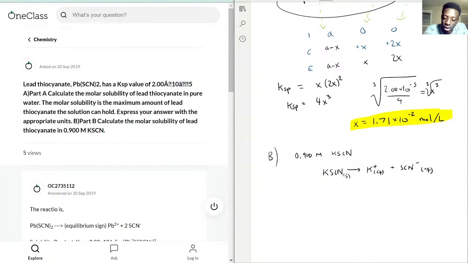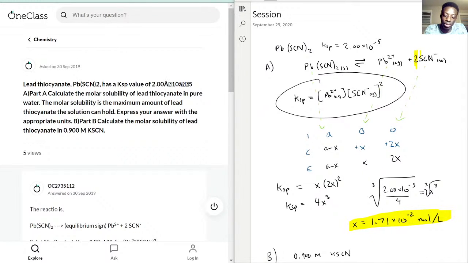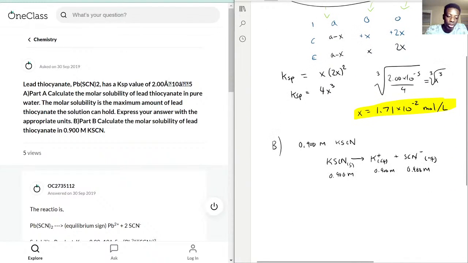So if we know that we start off with 0.900 moles per liter of KSCN, it means that we have 0.900 moles per liter of K plus produced and 0.900 moles per liter of SCN minus. The only one that's important here, based on the formula above, the PbSCN2, you guessed it, would just be the thiocyanate, this part right here.